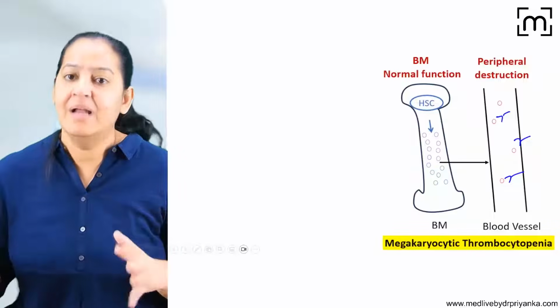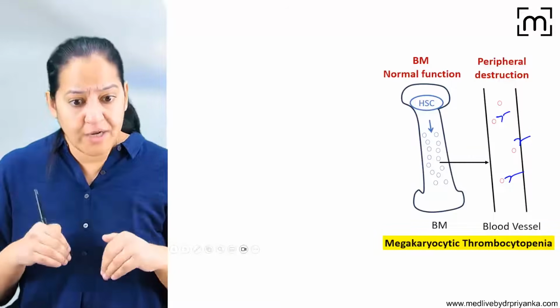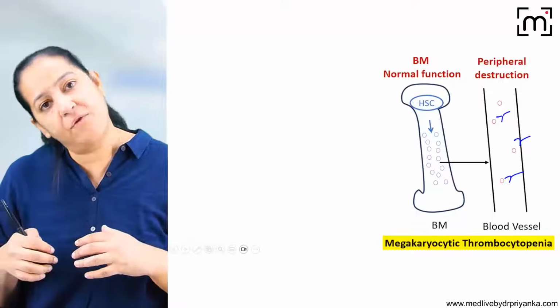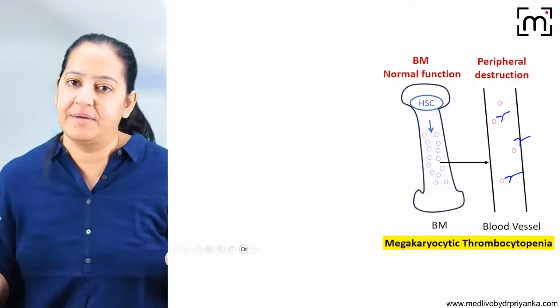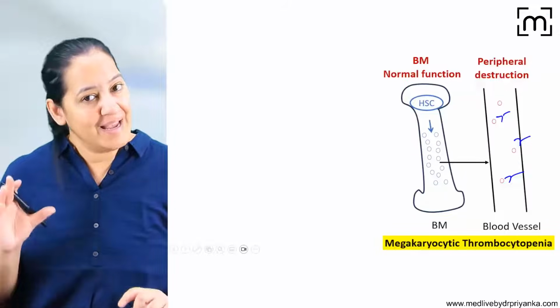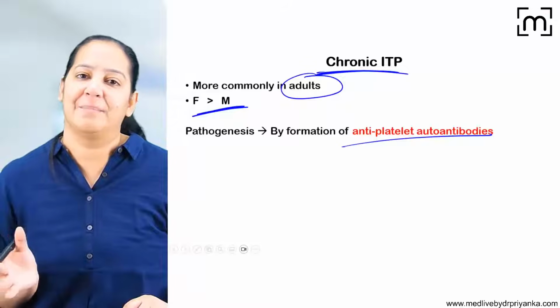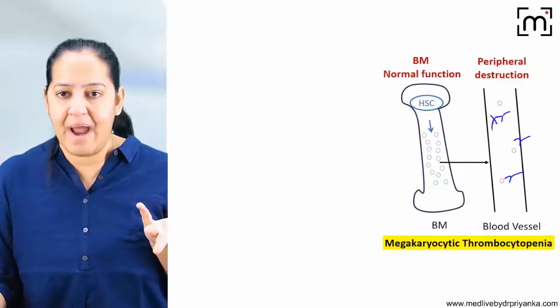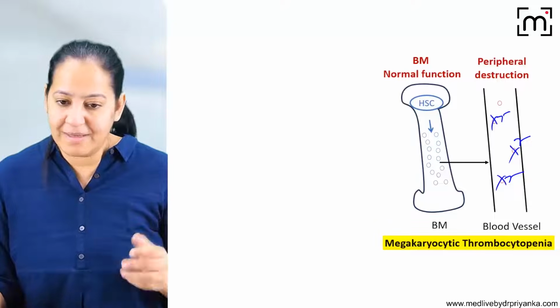That's the only difference. In acute, the autoantibodies are formed after viral infection, but in chronic, the autoantibodies are formed as it is, without viral infection. And acute occurs in children, chronic occurs in adults. In acute, male is equal to female. In chronic, it is more common in female as compared to male. So that is acute and chronic. Here also autoantibodies are formed. So ultimately the platelets are destroyed by the autoantibodies.